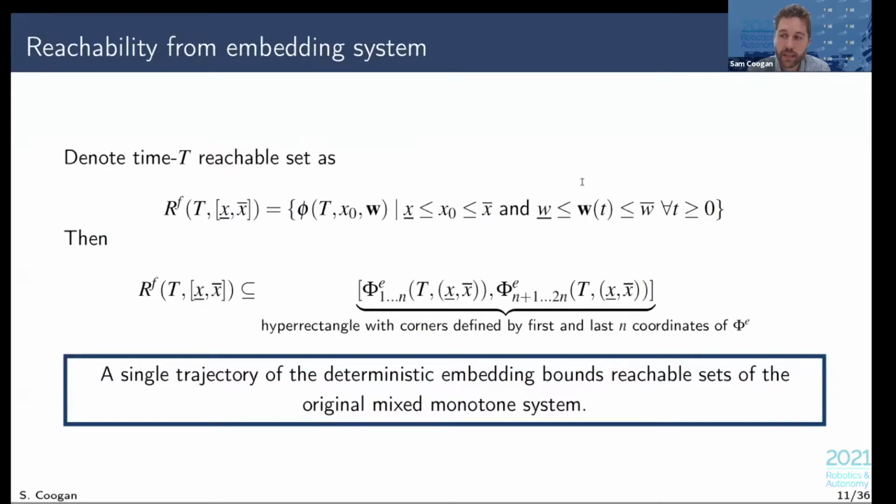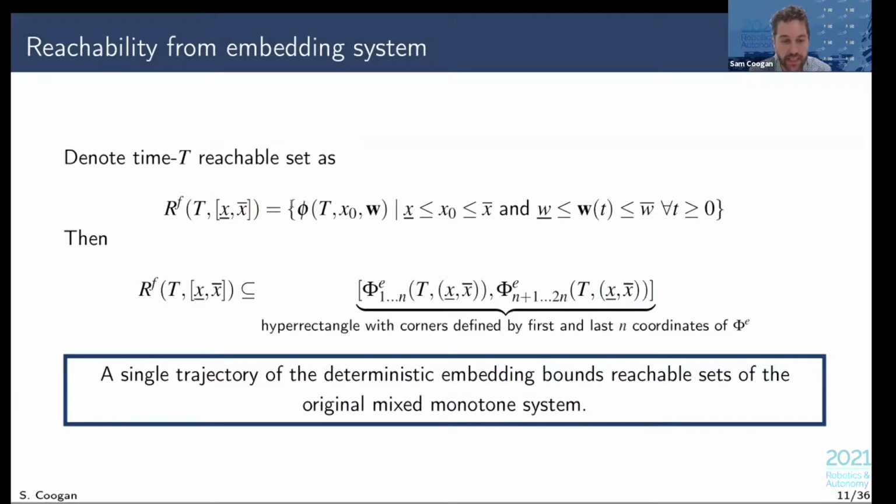Good. So let me talk a little bit about how we can use this embedding system to compute reachable sets for our dynamical system. So what we're going to do is introduce a little bit of notation. We'll denote by RF at some time t, given some hyperrectangle of initial conditions with lower corner x underbar and upper corner x overbar, we'll use this notation to be the reachable set for this system.